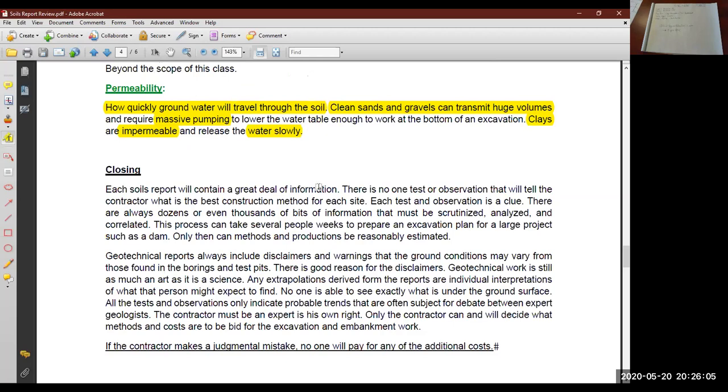Each soils report that you read is going to contain a great deal of information. They're typically dozens of pages long. There's no one test or one observation that will tell you everything that you need to know. Each test or observation is a clue, so by reading everything, you get the full picture of what's going on below ground.